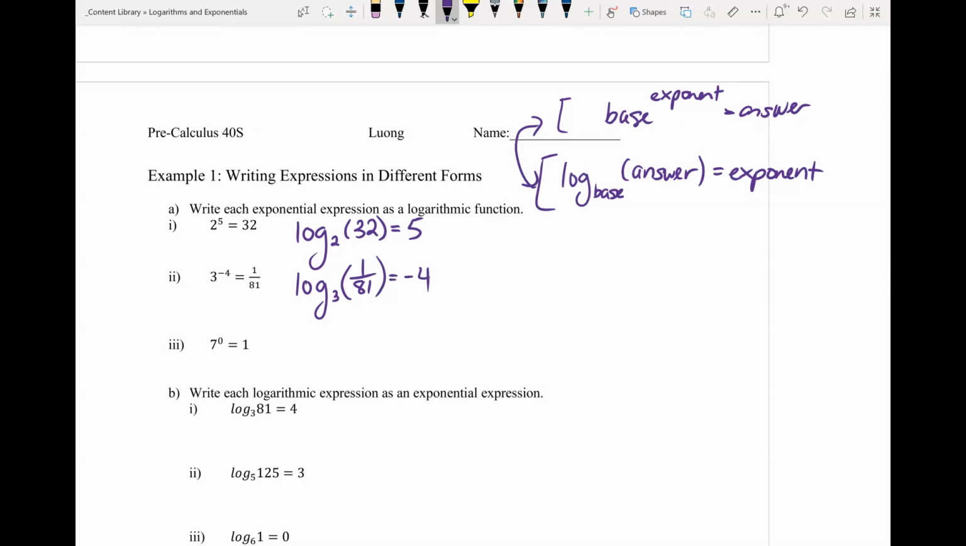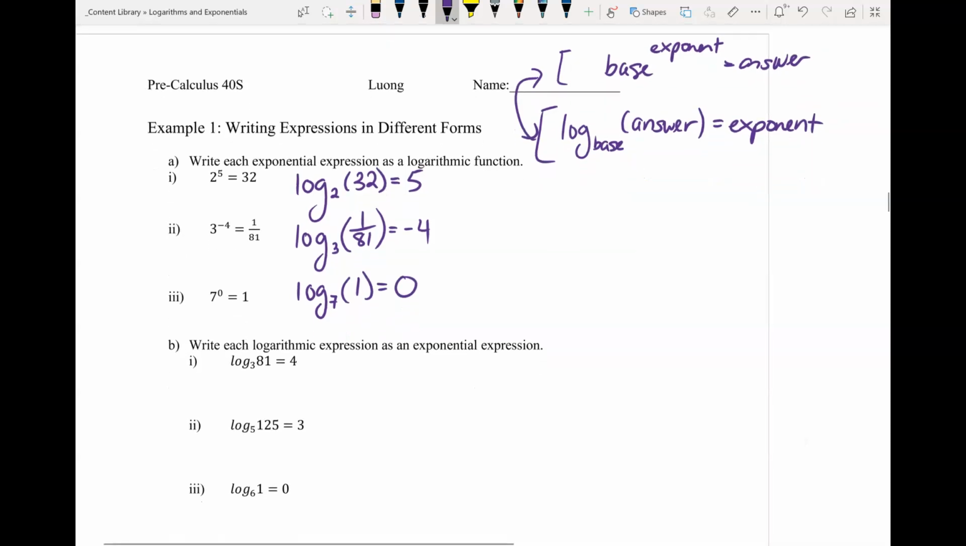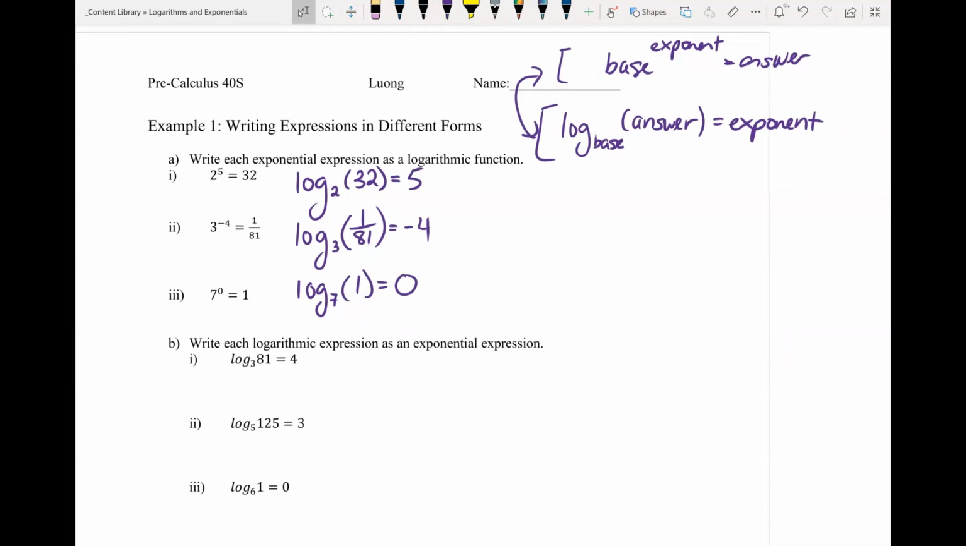And our last one here, our base is 7, our answer is 1, and our exponent is 0. Now let's look at the other way around, when we're given a logarithmic expression and we want to change it to an exponential expression.